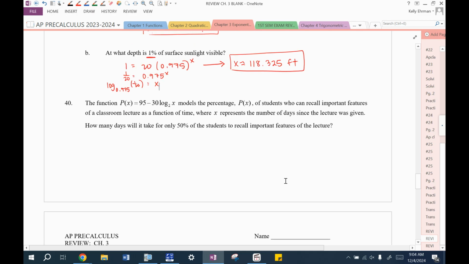This one, P of X is this log function, models the percentage of students who can recall important features of a classroom lecture as a function of time, where X represents the number of days since the lecture. How many days will it take for only 50% of the students to recall the information? So again, even though they give us 50%, P is the percentage, so you're setting the equation equal to 50. Or if you think about plugging numbers in here, like if you plug in 1, you're going to get 95, so that means 95%. So set this equal to 50.